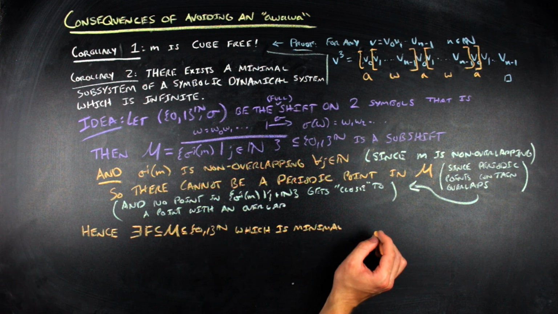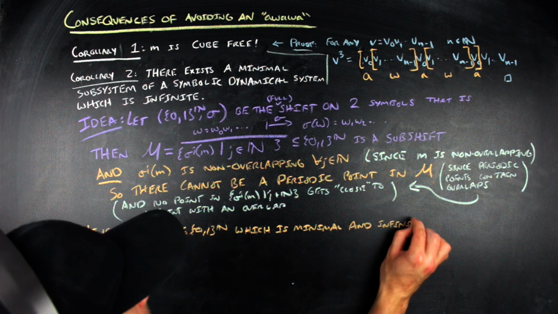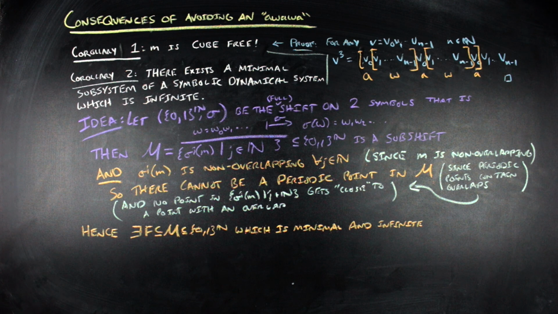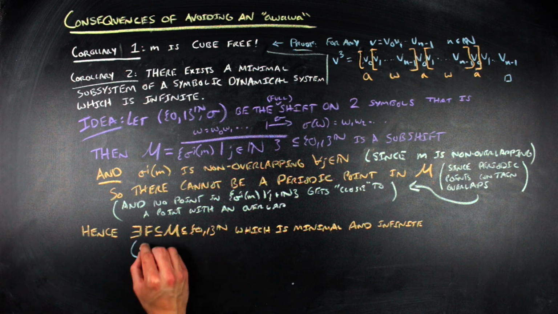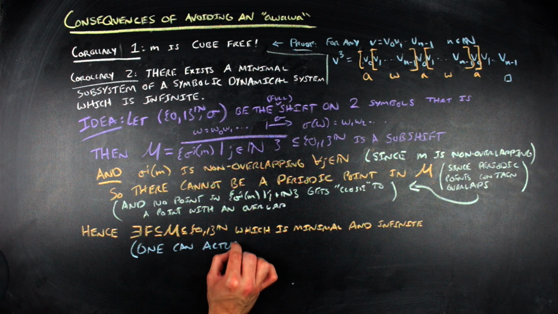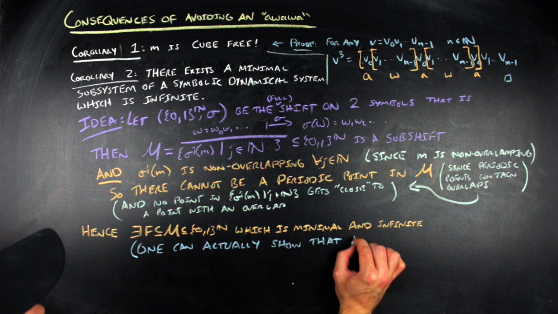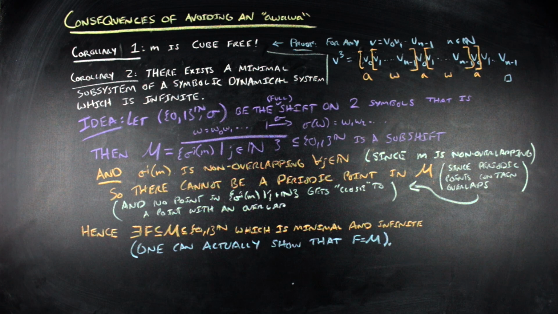But what we can say is that there exists some F, which is a minimal subsystem of this fancy M shift space contained in the full shift, which is minimal and infinite. And again, you can actually show that this particular F is equal to this fancy M. So that was just a couple of quick, immediate consequences of the Prouhet-Thue-Morse sequence being overlap free. Cube free is a consequence of that, and so is this symbolic dynamical thing that's relatively short to write down.